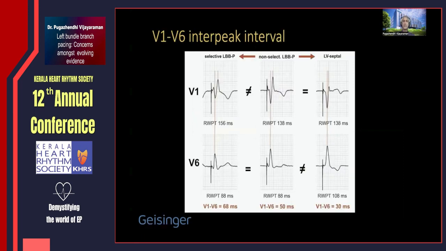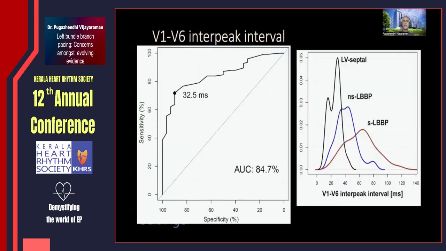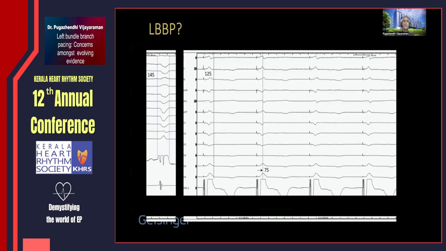And we talked about the V1 to V6 interpeak interval. Again, there's a huge overlap, and 33 milliseconds seems to have a good area under the curve. But again, we don't have 100% sensitivity and specificity for this criteria, and so you cannot use it as an absolute criteria. You have to use it as an adjunct criteria.